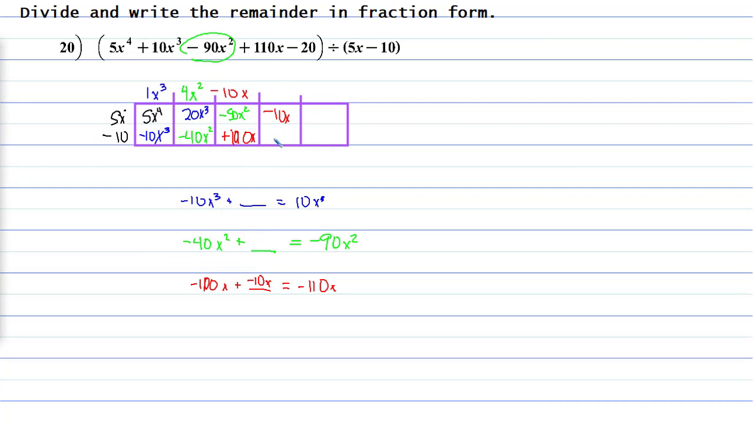I divide to go up, I get a positive 2, so coming down I get negative 20. Negative 20 plus something is equal to negative 20. And that something happens to be a 0. So that means this was a factor. And so my final answer is x to the 3rd plus 4x squared minus 10x plus 2.